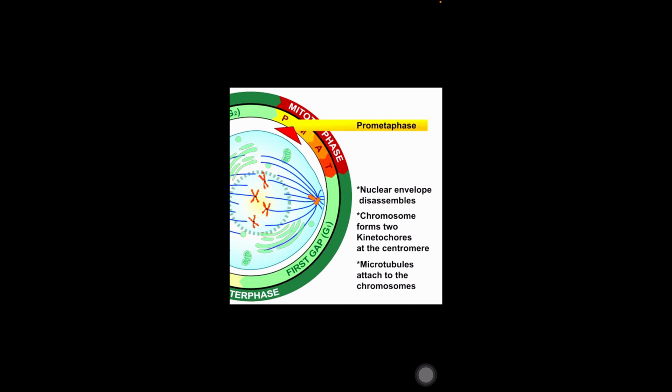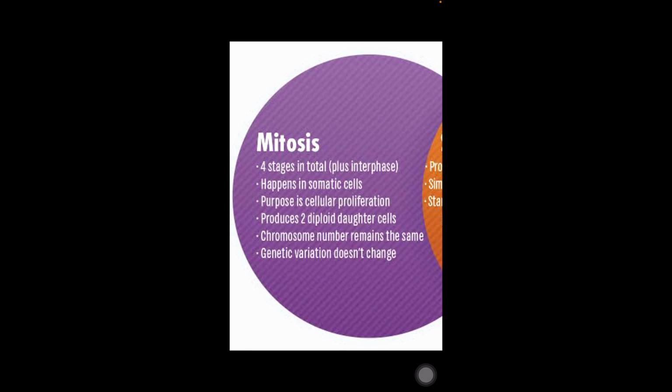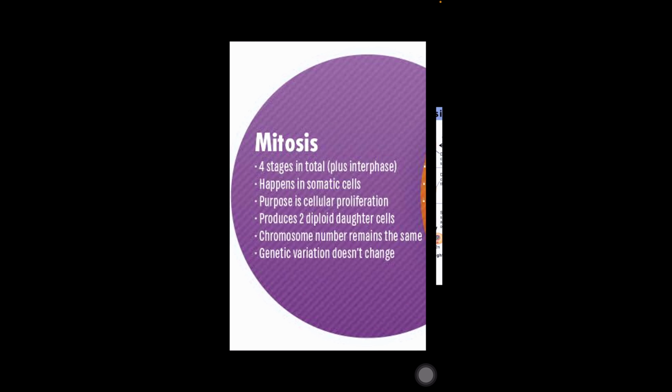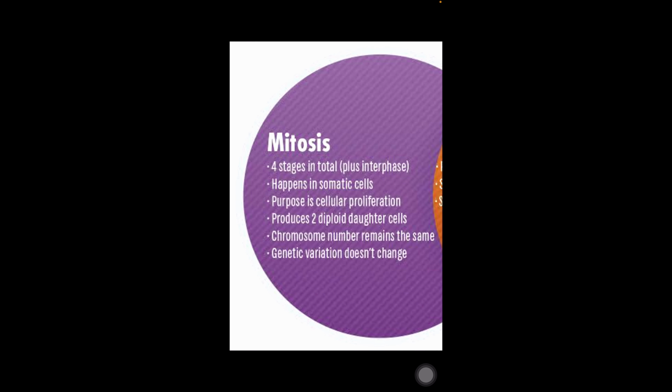Meiosis happens in germ cells. Mitosis happens in somatic cells. The purpose of mitosis is cellular proliferation. The purpose of meiosis is sexual reproduction. Meiosis produces 4 haploid daughter cells. Mitosis produces 2 diploid daughter cells. In mitosis, the chromosome number remains the same.